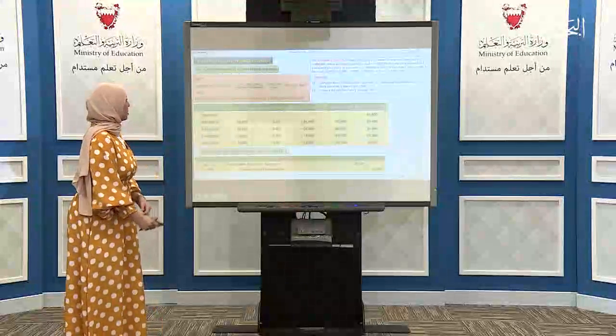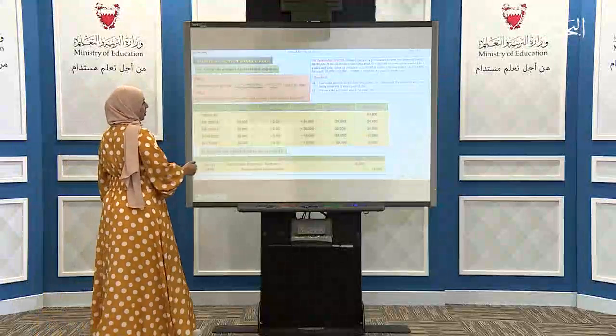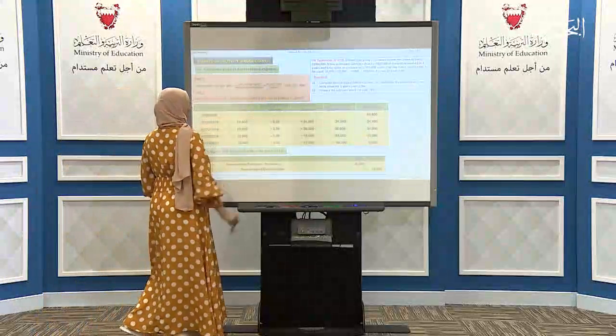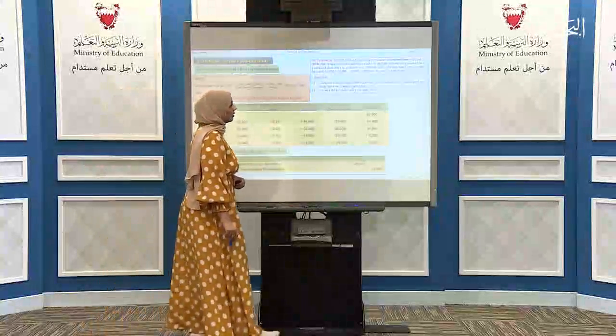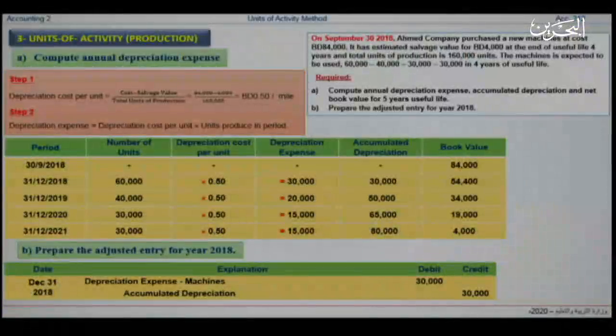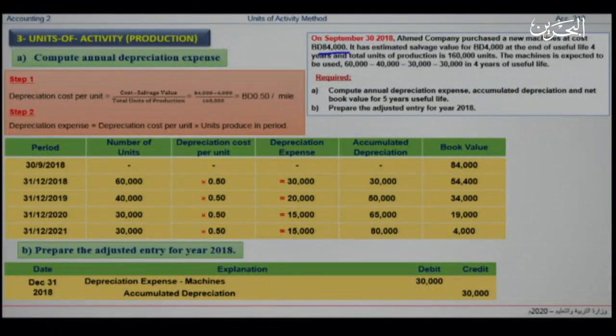Then, my dear student, we will move to the unit of activity or production. We will compute the annual depreciation expense for our example. On 30 of September 2018, Ahmed Company also purchased a machine with 84,000. It is the same example we took before.